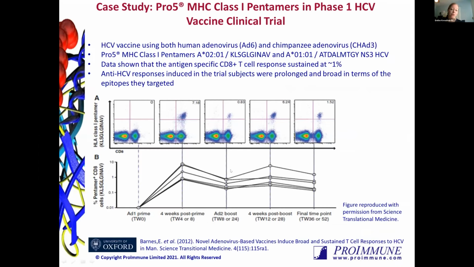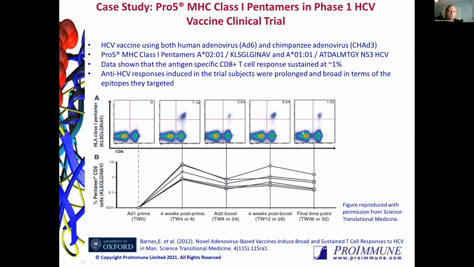will come out of the University of Oxford. And the first comes out of Ellie Barnes and Paul Klenerman's group. And here they were developing an HCV vaccine using the adenovirus Ad6 and chimpanzee adenovirus ChAd3, which of course is the same technology that's being used for the AstraZeneca Oxford COVID-19 vaccine.